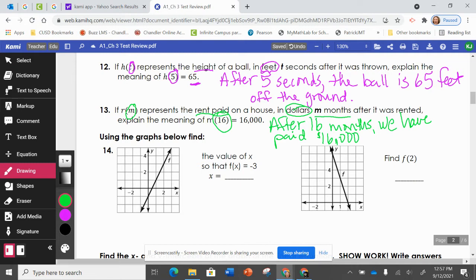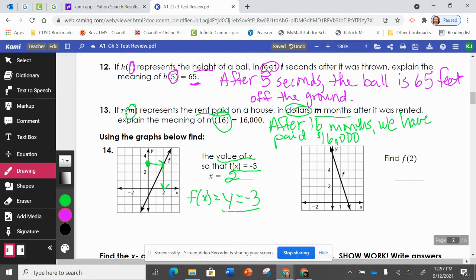For 14 and 15, we're talking about using the graphs to find the values. Find the value of x so that the answer is 3. Remember, f of x is the same as y. And so they're telling us y is equal to 3. Where is y equal to 3? Y is equal to 3 right here. There's where it matches up on our graph of f. The x value there is 2.